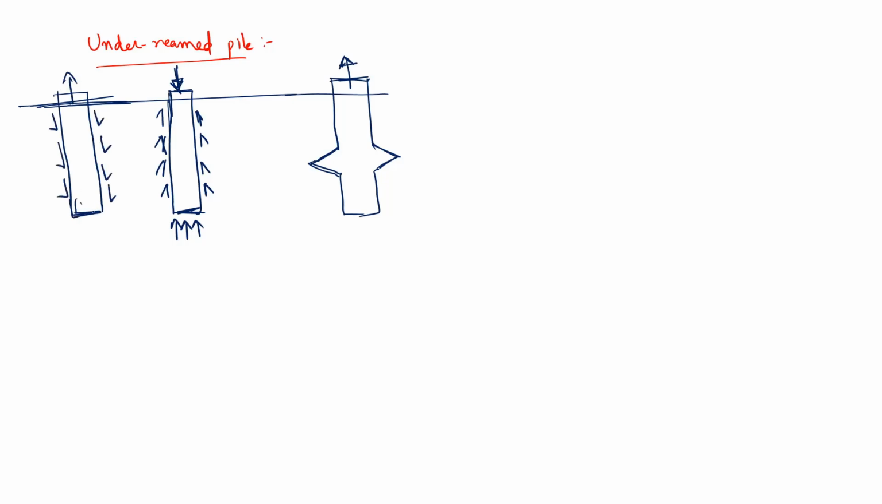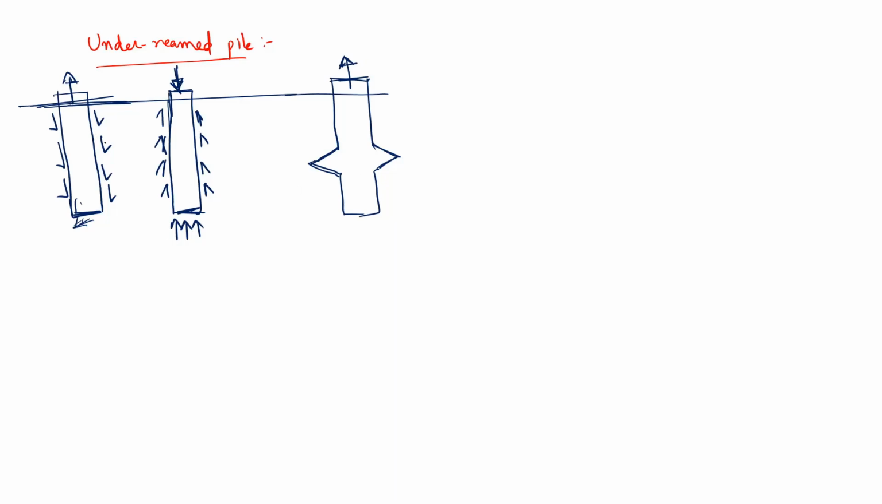There will not be any contact when you are applying uplift load. Because of that, you cannot get any bearing capacity. Bearing capacity cannot be in tension, right? Between two different materials, they are getting detached, so there will not be any capacity. So that's how the capacity will be reduced in case of uplift capacity in normal piles.